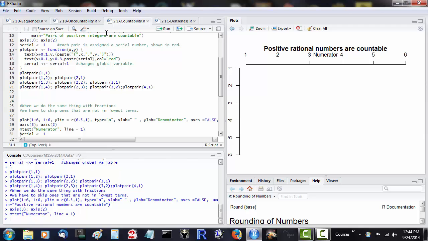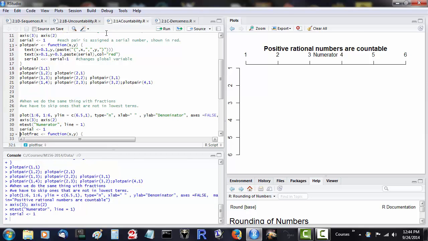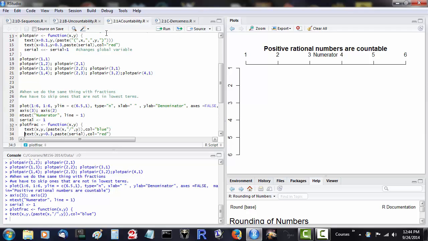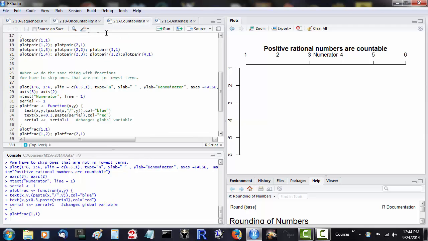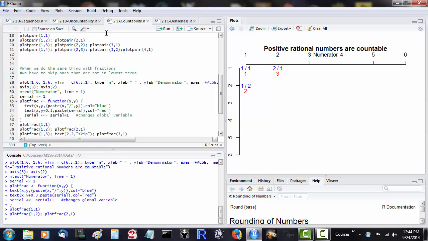Across the top I have the numerator. On the left I have the denominator. I reset my serial number to 1, define a function that will put a fraction on the screen, and I start by plotting my first fraction, 1 over 1. That's the integer 1, but it's a perfectly good positive rational number. It gets serial number 1. Then the fractions where the numerator and denominator sum to 3 get serial numbers 2 and 3 respectively.